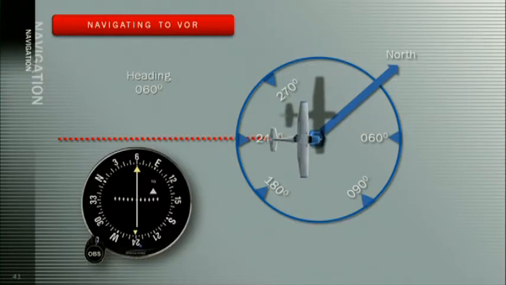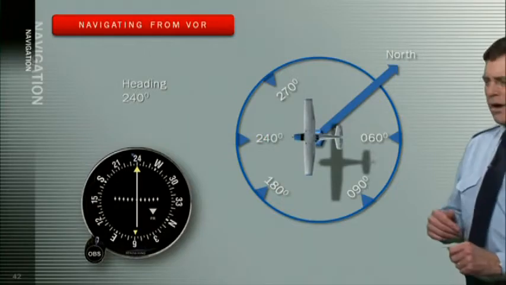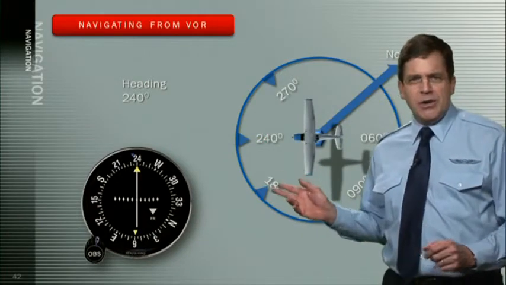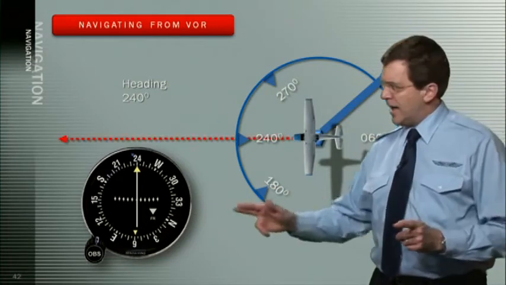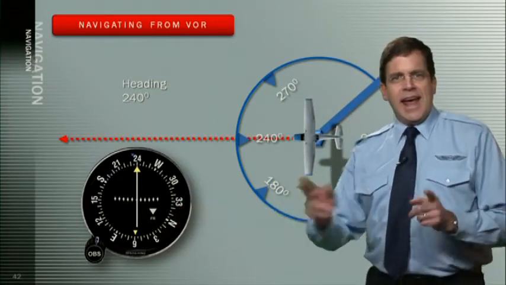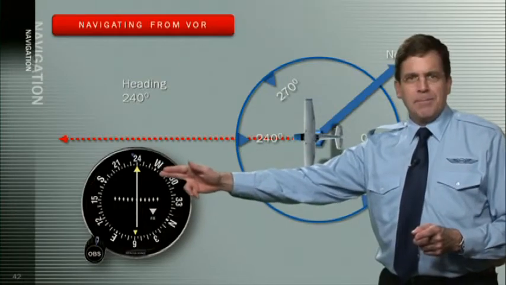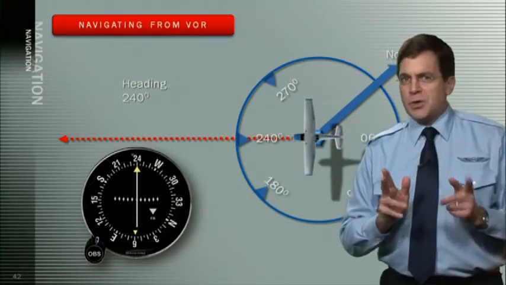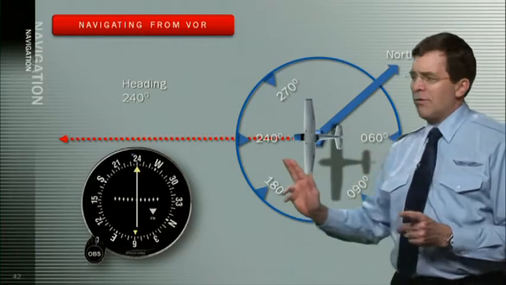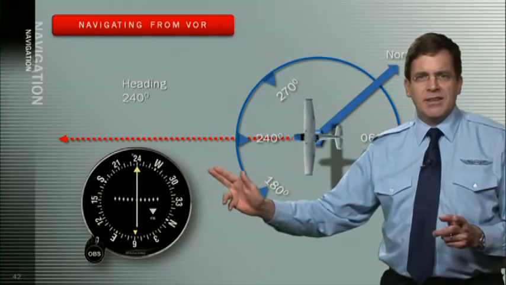As the pilot passes over the station, the CDI fluctuates and the to from indicator switches to from on the VOR display. When flying outbound on the 240 degree radial, note the from indication that we have down here and the 240 OBS setting that you can see right here. This is because we are on 240 and we are flying from the station.